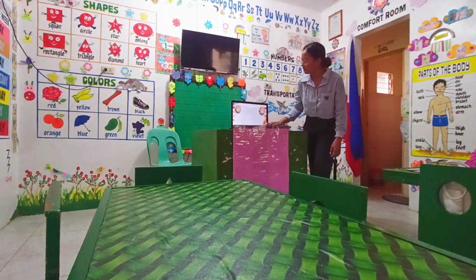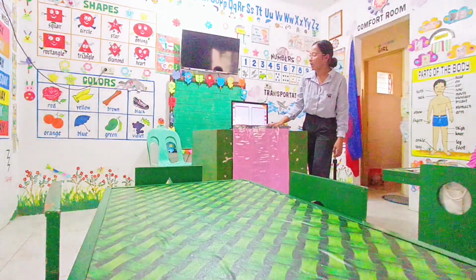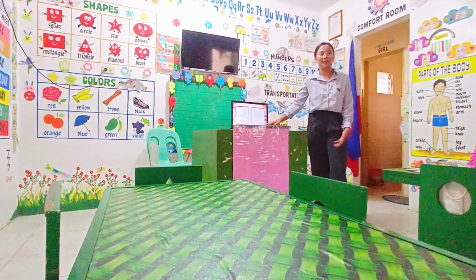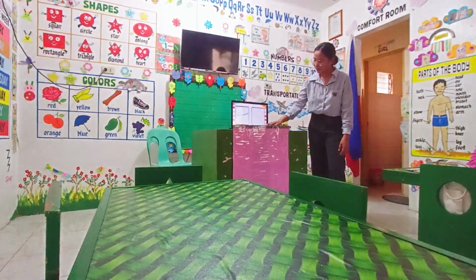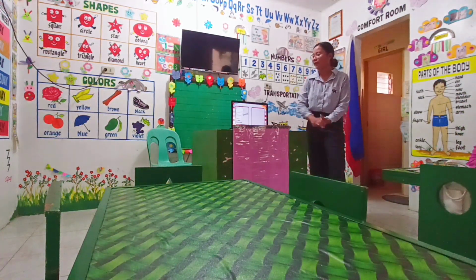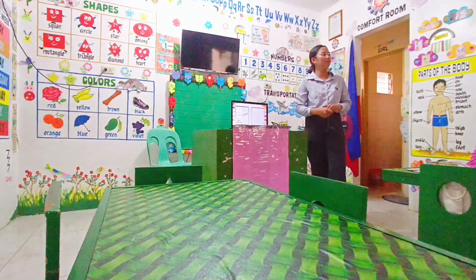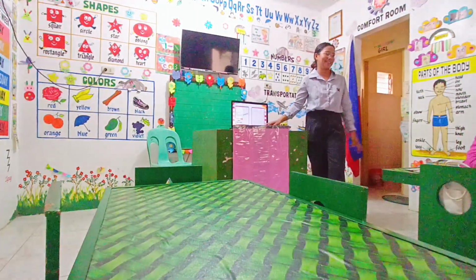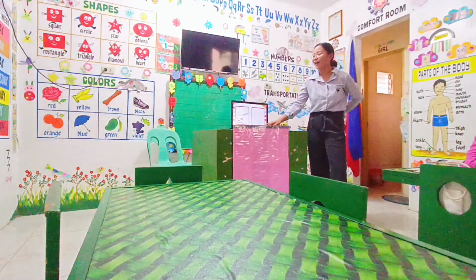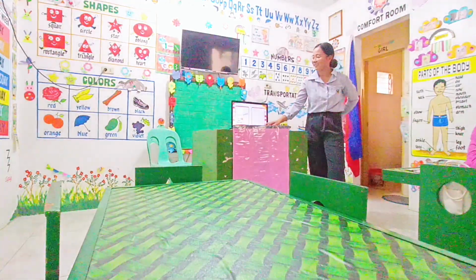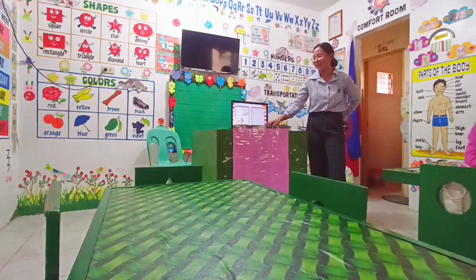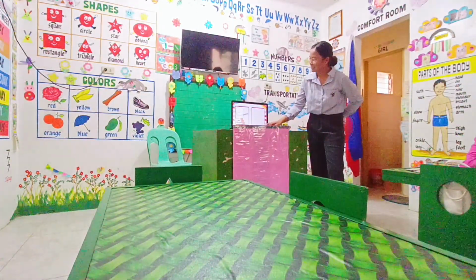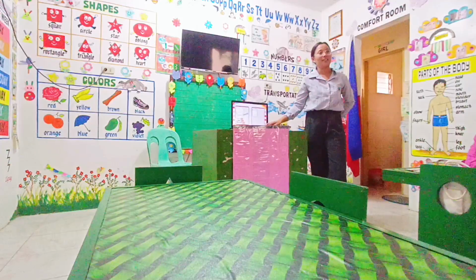So let's proceed to another example. What solid figure is this? Sphere. So how many faces does a sphere have? It has none. Zero. Yes. How about the edges? Zero. Right. How about the vertices? Zero. Right.